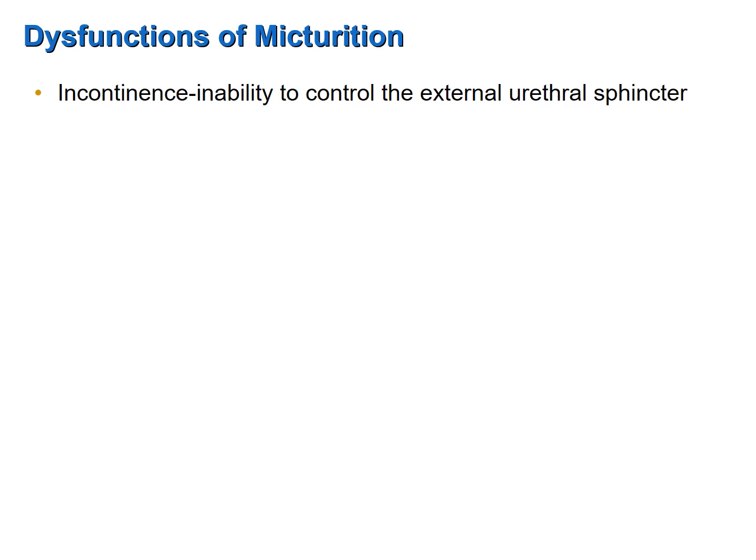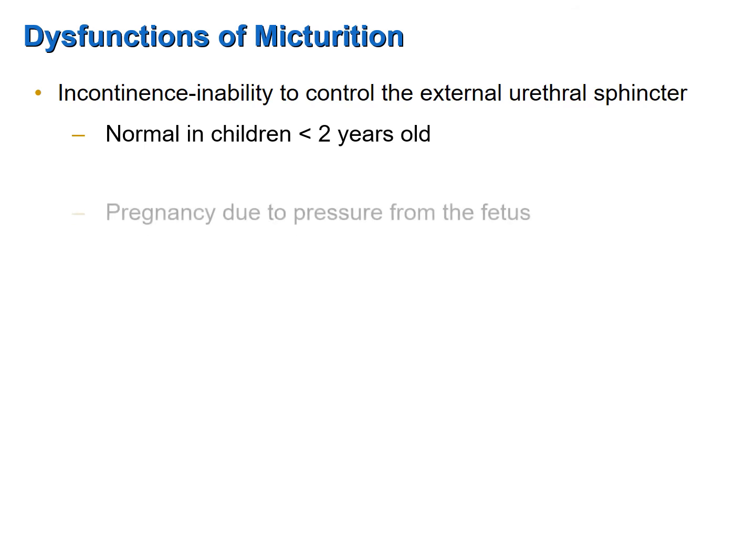Now that you have a basic understanding of micturition and the micturition reflex, let's discuss a couple of dysfunctions of micturition. Incontinence is the inability to control the external urethral sphincter. In other words, it's a loss in the ability to control when and where micturition occurs. It is quite normal for a child less than 2 years of age not to have full control over the external urethral sphincter. And that's why pediatricians typically will tell you not to expect your child to be fully potty trained until they are 2 years of age or older.